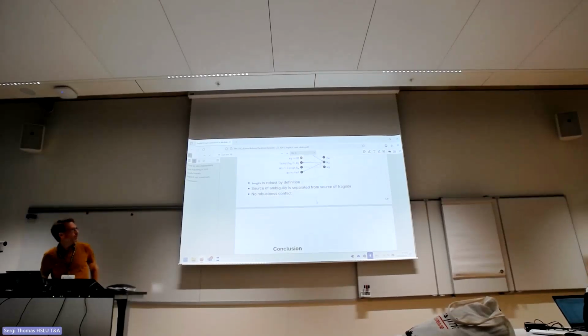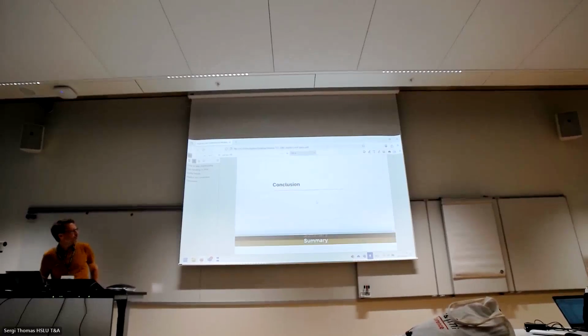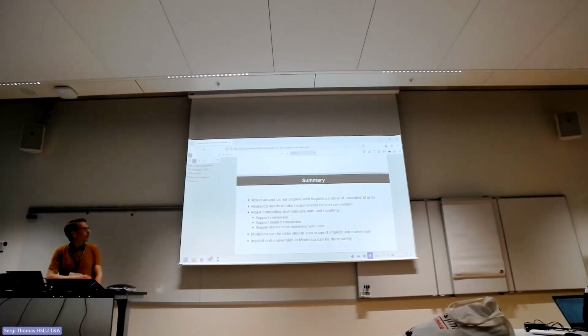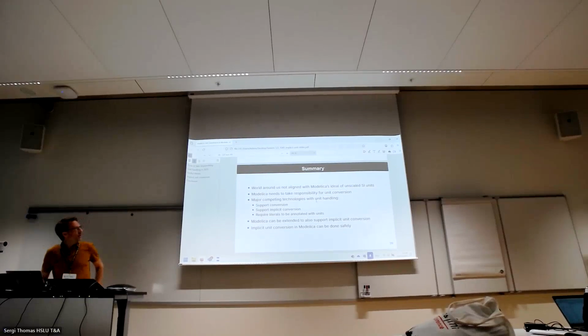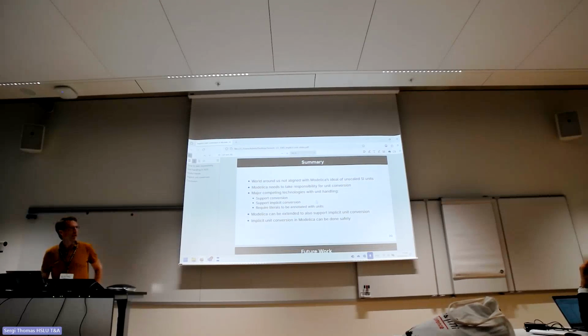So this is a very simple condition to check. To conclude, we have a world around us where we can encounter unscaled SI units in many situations. And I think Modelica as a platform needs to take responsibility for unit conversion. It cannot be up to everyone else to solve this problem. We can do it, and we can do it reliably, and that will add safety for everyone.